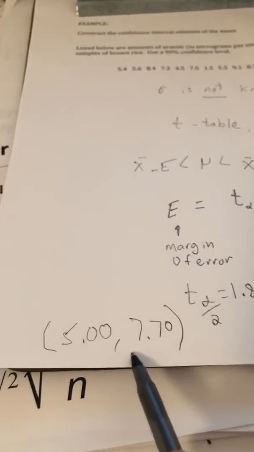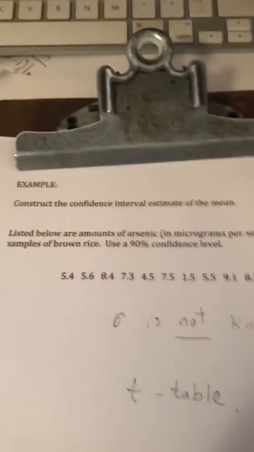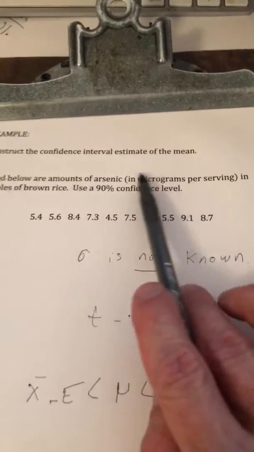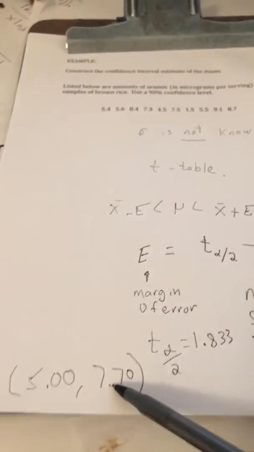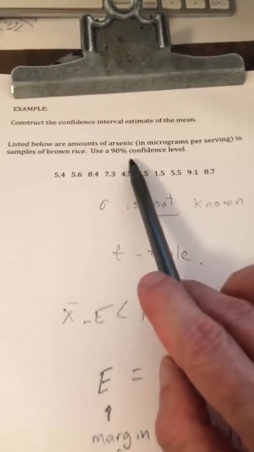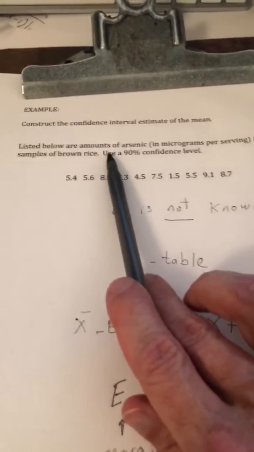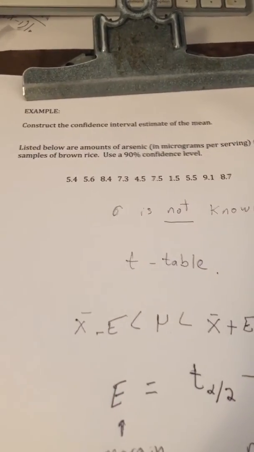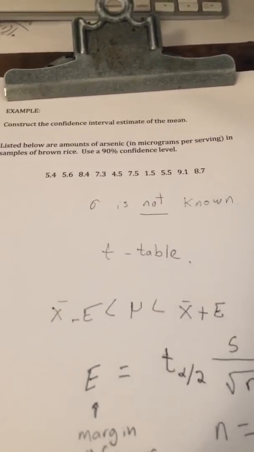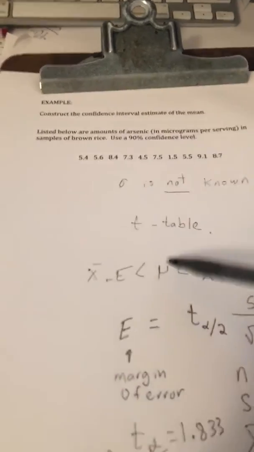7.70. So what does this confidence interval say? It says that there is a 90% chance that this interval contains the true mean of the population, right? What we're trying to estimate is the mean arsenic level in brown rice. Okay?